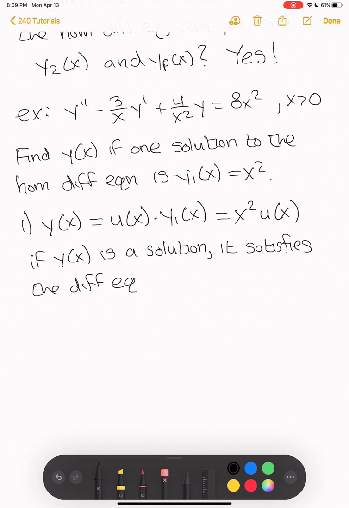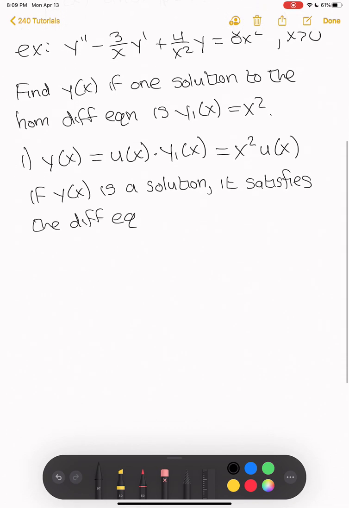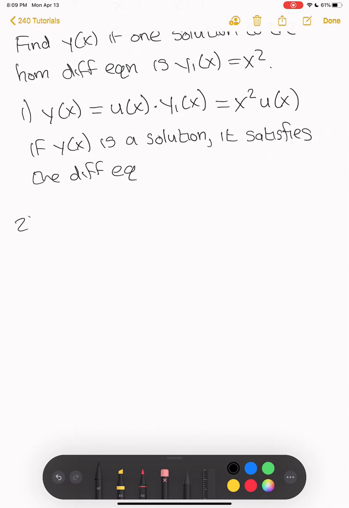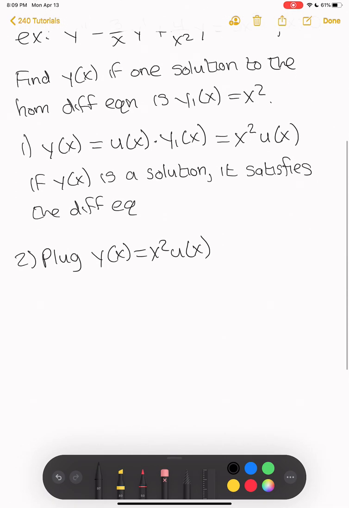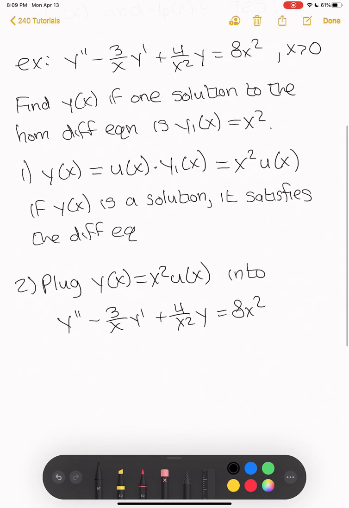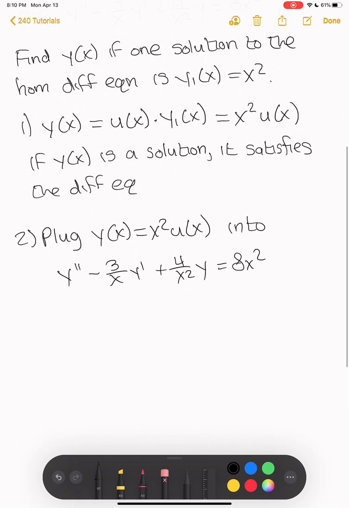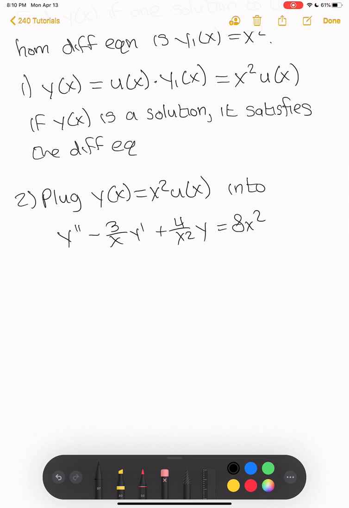And I should be able to have it satisfy it, right? So what we're going to do is plug y of x is equal to x squared times some other function u. We're going to literally plug it into the differential equation. So I'll copy it again: y double prime minus 3 over x y prime plus 4 over x squared y is 8x squared. And then we have to go through and solve and see if anything will cancel out.